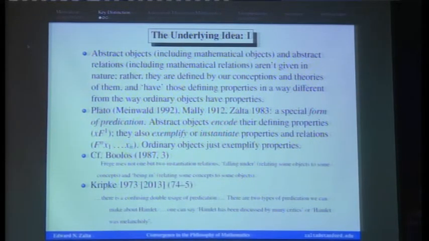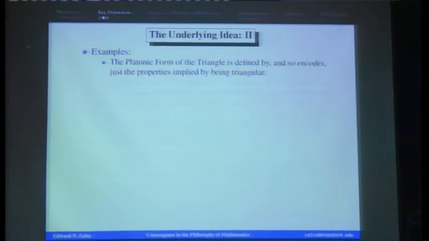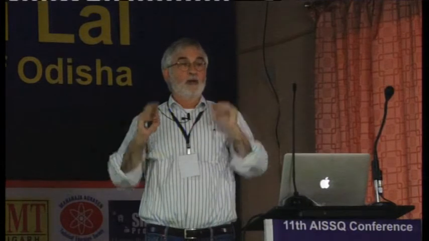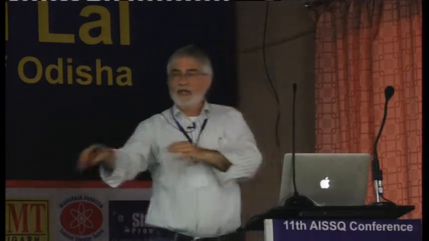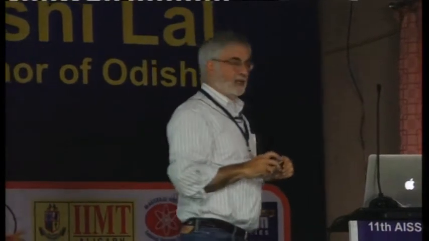Boulos and Kripke have versions of it, but it's not formal in their work. So let me give you some examples. What is the Platonic form of the triangle? What is pure triangularity? When we say the triangle has 3 sides, or the triangle has interior angles summing to 180 degrees, I'm not talking about a particular triangle. I'm not talking about a physical object. I'm talking about somehow this Platonic ideal.